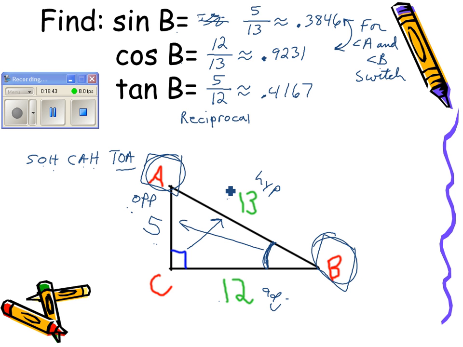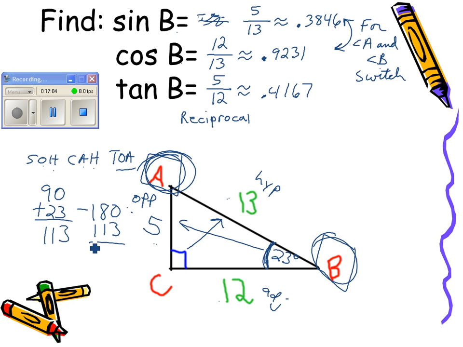Well, if we go back to this and we know angle B is 23 degrees, we could find the angle A just by saying 90 plus 23, it's 113, and then subtract that from 180, and you get our 67 degrees.